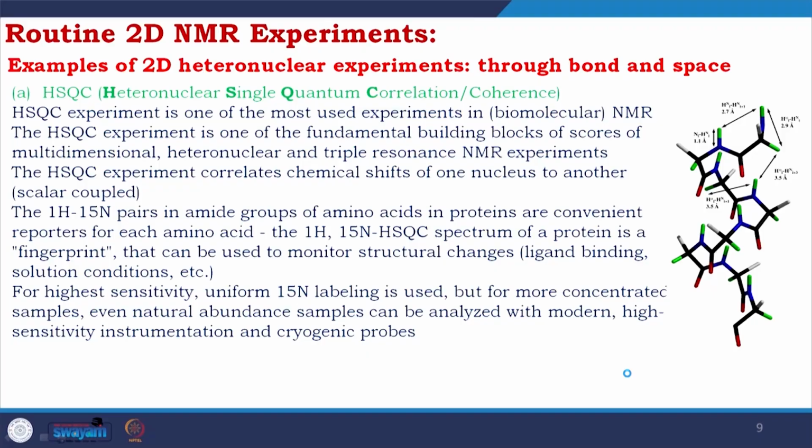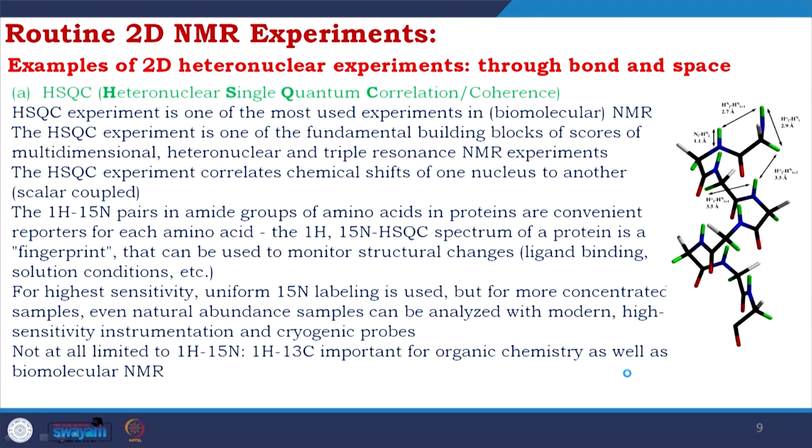For highest sensitivity, uniform 15N labeling is used, but for more concentrated samples, even natural abundance samples can be analyzed with modern high sensitivity instrumentation and cryogenic probes. So, you even do not need to label; the natural nitrogen is sometimes also good enough with a high concentration sample. They are not at all limited to 1H15N; 1H13C is important for organic chemistry as well as biomolecular NMR.